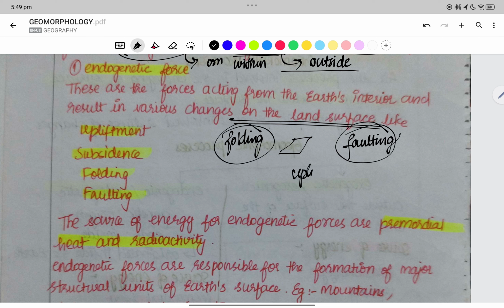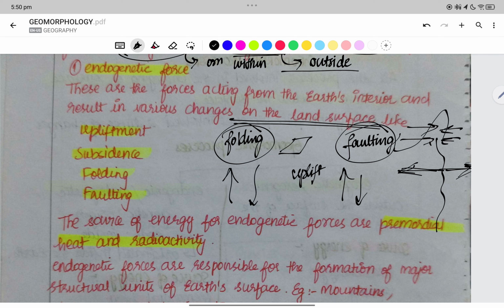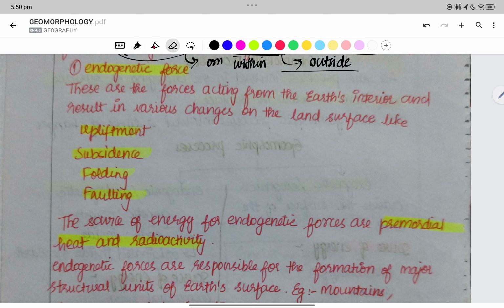So uplift, and then it is going to come up. Folding and faulting is with respect to this. When the forces are acting in opposite directions, there is faulting. When the forces are acting in the same direction, there is folding. Upliftment and subsidence, folding, faulting. So these are the forces.